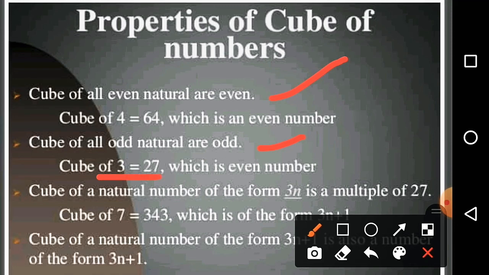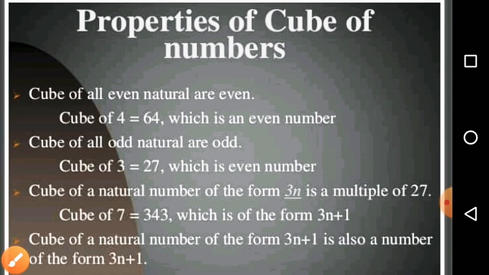the answer is 27 and 27 is also an odd number. So if you cube an odd number, the answer will also be an odd number. And if you cube an even number, the answer will also be an even number. So the third property is the cube of a natural number of the form 3n.